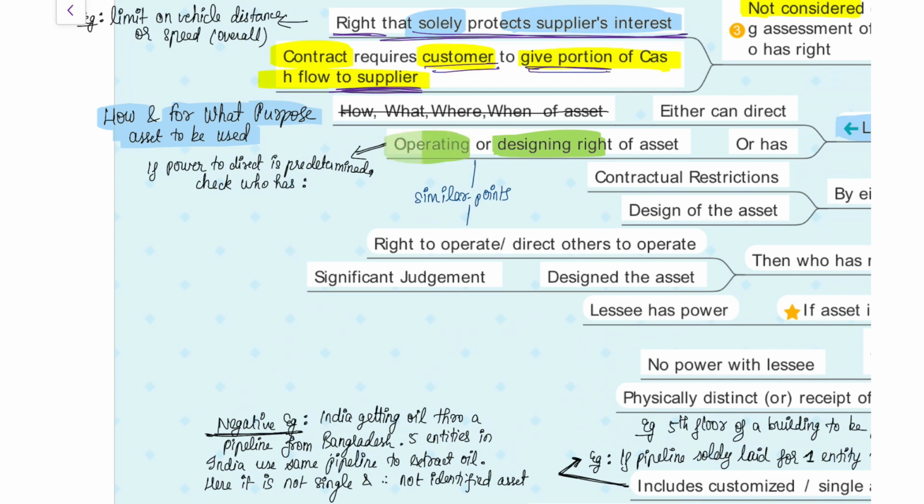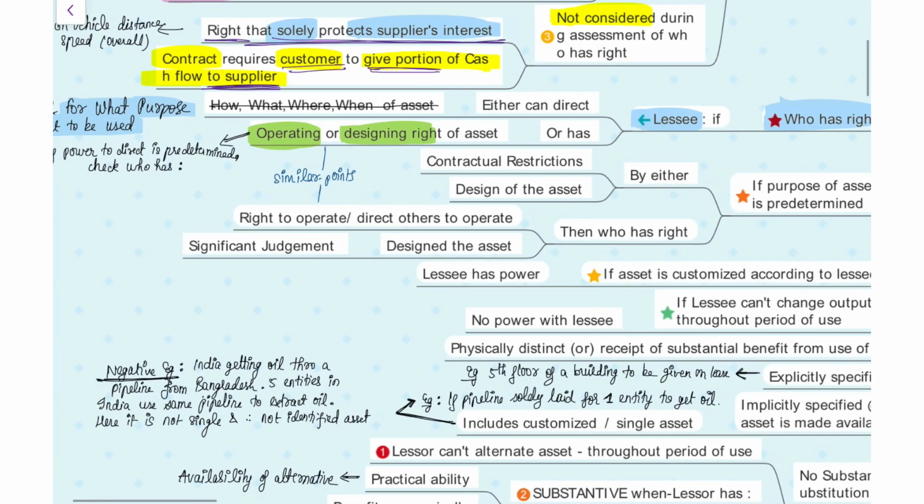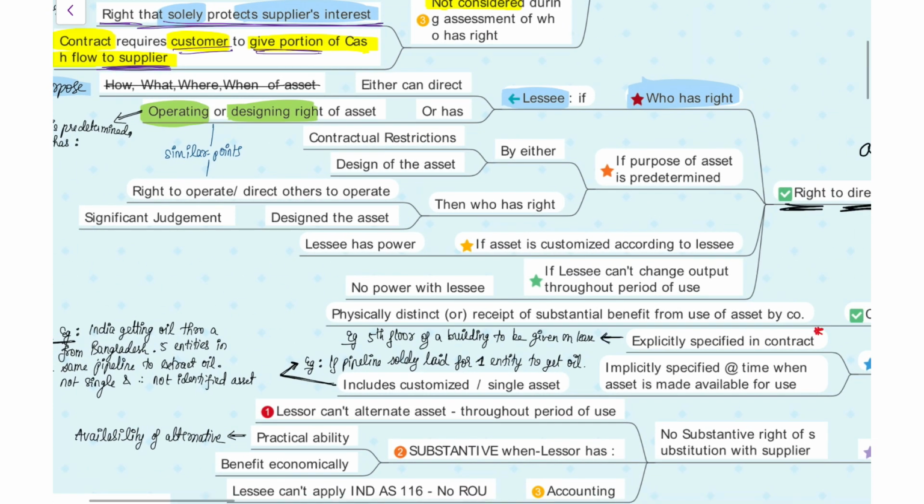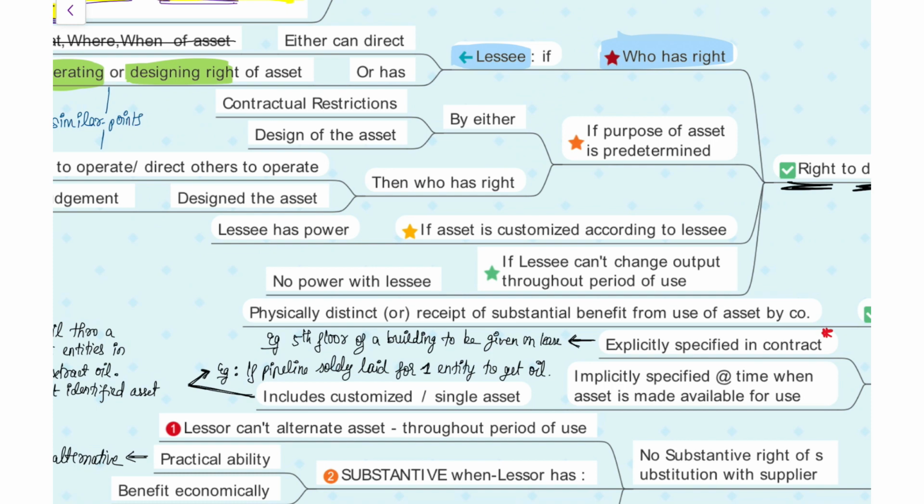Or either the lessee can have the operating right to the asset. Operating right to the asset. Operating means how the particular asset should be operated. Okay, fine. So here now we have understood this.